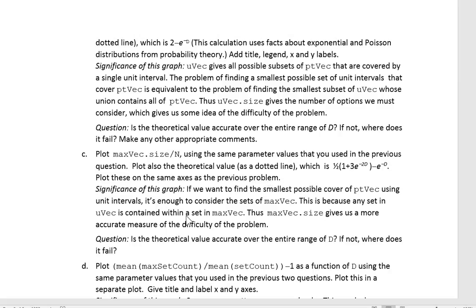Right. So what I say here about the significance is that if we want to choose our intervals intelligently, we will be choosing intervals that are maximal. So this gives us the number of maximal interval options that we need to consider. So also same question, is the theoretical value accurate, or does it fail somewhere?